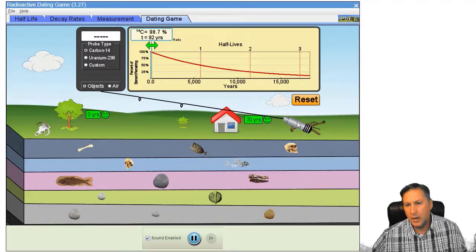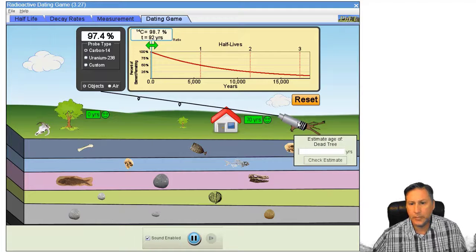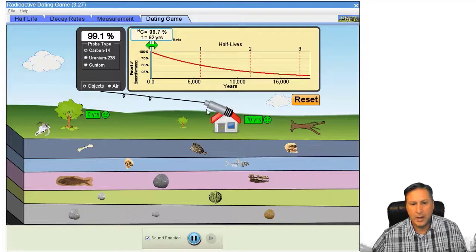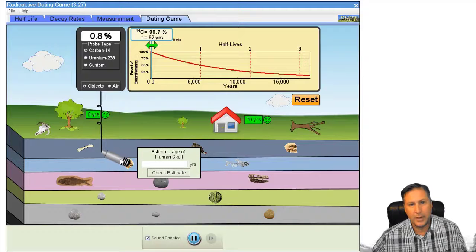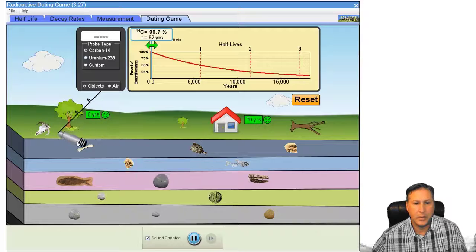Okay. All right, we got a dead tree over here. You can do the same system that I just did. Notice it's a little bit less. It's a smaller percentage, which means it's going to be older than the house. Now let's go and do something like here. No. When you get down to 0.8, that's a little low. So let's do something younger.